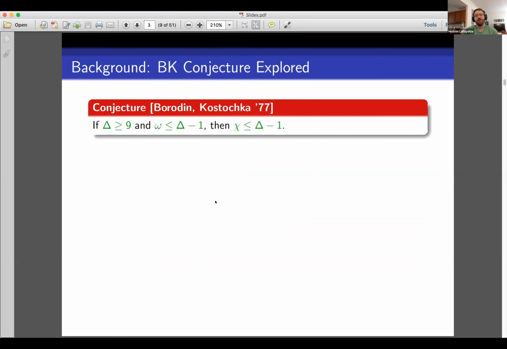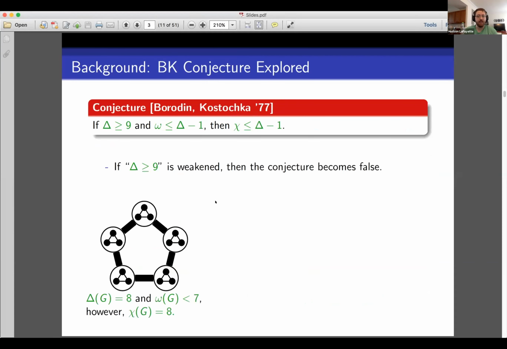Whenever you see a conjecture, you want to know if there's free real estate. So, can I tweak some small thing and get a cool result from it? But this conjecture was well stated from the start. Just to show you, if you weaken the first hypothesis, the conjecture becomes false. Here's a counterexample. Delta equals 8. Clique number is at most 8 - 1, but you still need 8 colors to color it.